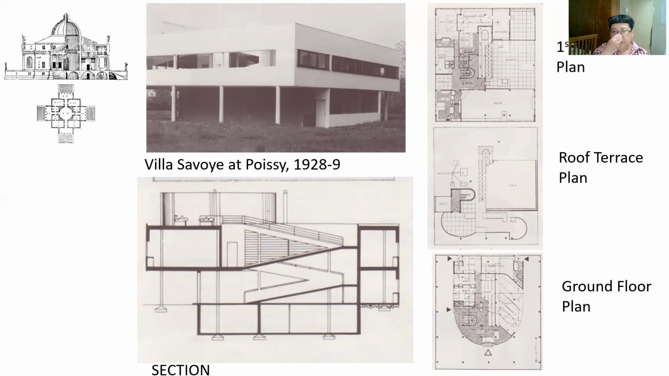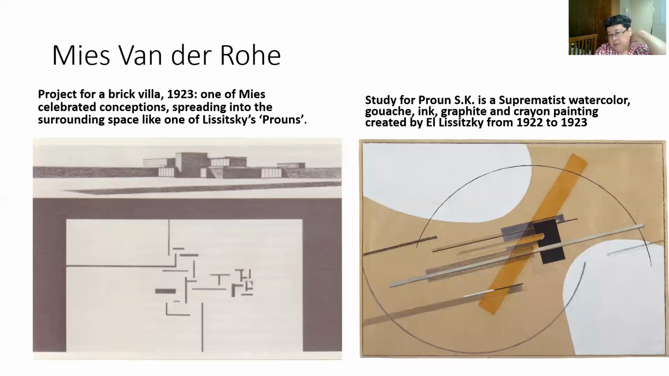And that is where you could actually have another sort of activity up there on the roof terrace. But this was depicting the 5 points of a new architecture that he proposed in his book. Another protagonist during that time is Mies van der Rohe.